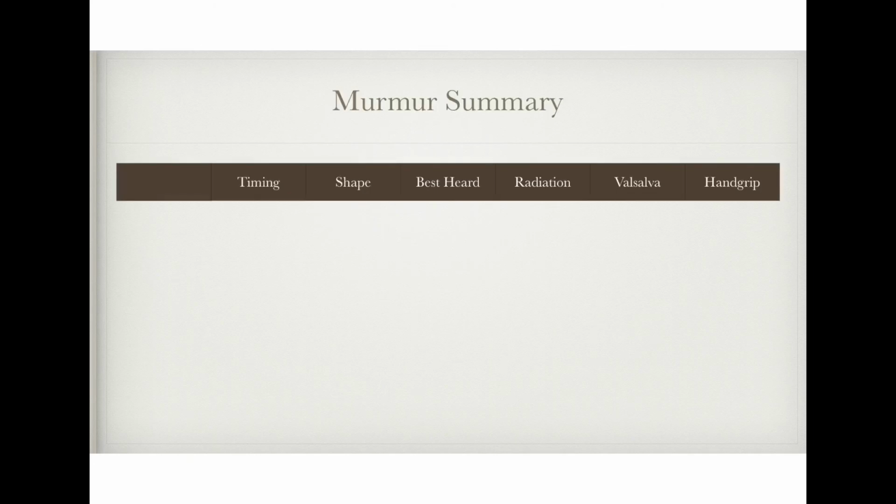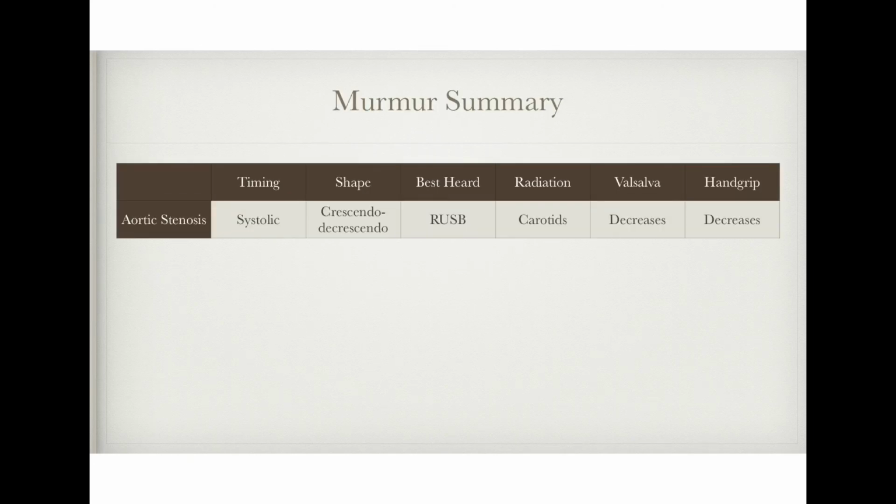Finally, I'd like to finish off this lecture with a table describing the common murmurs that we discussed and key identifying features that would help you to differentiate them. So for aortic stenosis, we're looking at a systolic crescendo-decrescendo murmur, best heard at the right upper sternal border with radiation to the carotids. The murmur would decrease with the Valsalva as a result of decreased preload in the left ventricle, leading to decreased forward flow of blood through the stenotic aortic valve.